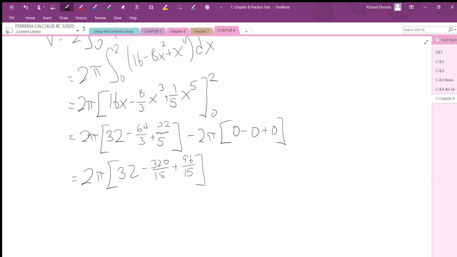This is an AP class, and on the AP test you could actually leave this answer like this, and it would be worth full credit. If you have a calculator in front of you, as you will on my test, you might want to just go ahead and calculate that out. So that's question number 8.